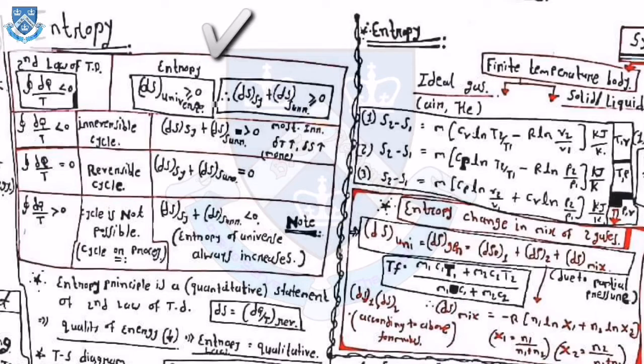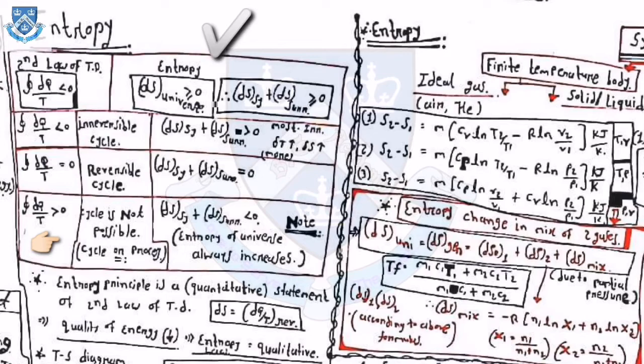Most of the time it is an irreversible process, and with the change in temperature the entropy will increase. After that, if the integration of del Q by T is equal to 0, then it is a reversible cycle, and the summation of system plus surrounding is equal to 0. And the third one: if the integration of del Q by T is greater than 0, then the cycle or any process cannot be possible, because dS of system plus dS of surrounding would be less than 0. Here you can say that the entropy of the universe is always increased.